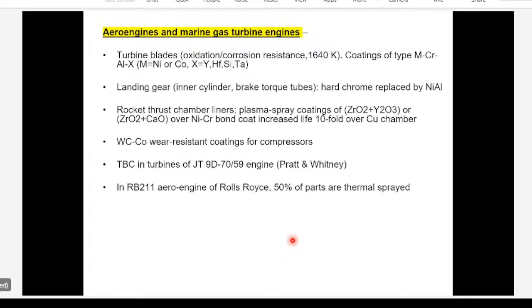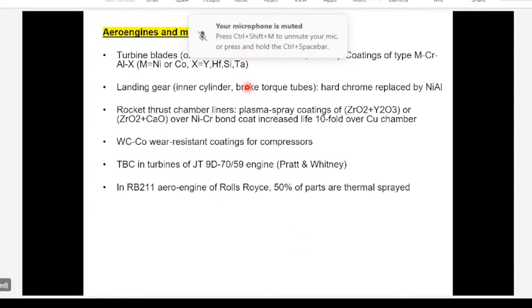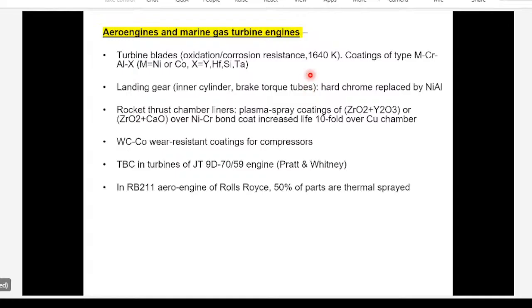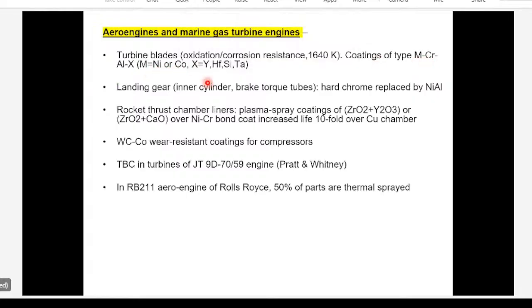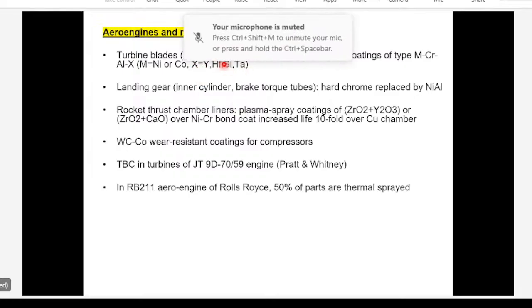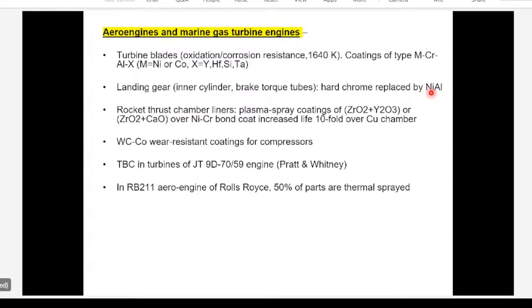Aero engines and marine gas turbine engines utilize thermal spray coatings. Turbine blades are thermal spray coated with these kind of coatings. A high temperature metal, nickel or cobalt, together with chromium, aluminum, and one of these refractory metals. And these are used for oxidation and corrosion resistance at high temperatures. Landing gear components, their hard chrome has been replaced by nickel aluminide. Hard chrome is pretty hard, but nickel aluminide thermal spray coatings are even harder.